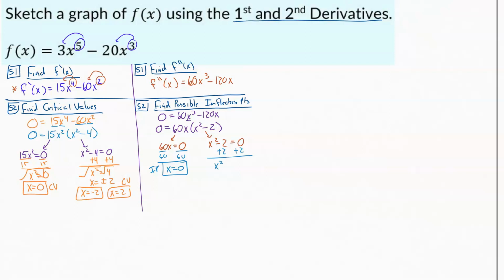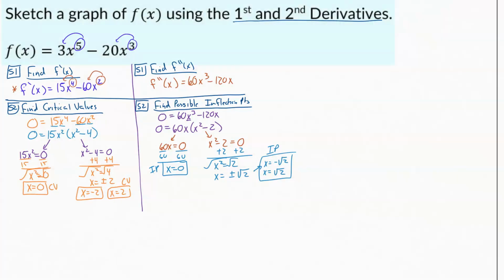We add 2 and add 2. That gets us x squared equals 2. And then again, square root it, and when you square root it, you end up with the plus minus version of that. So we get plus or minus the square root of 2. So really out of here, we get x equals negative root 2 and x equals positive root 2. Those are also possible inflection points.